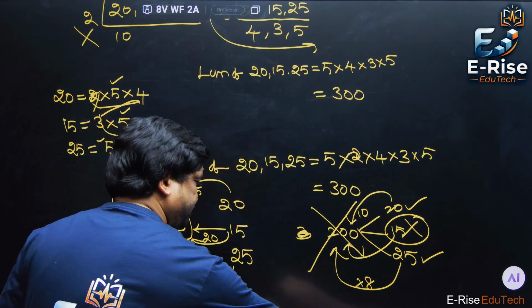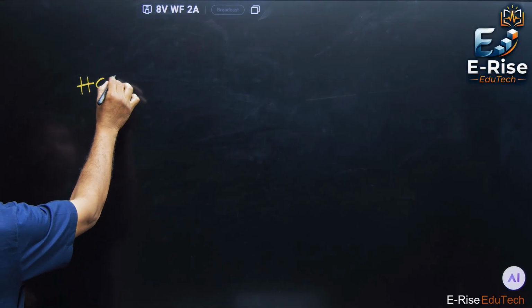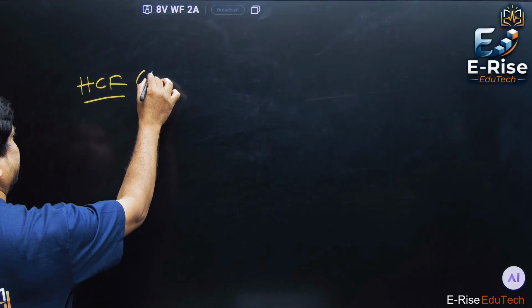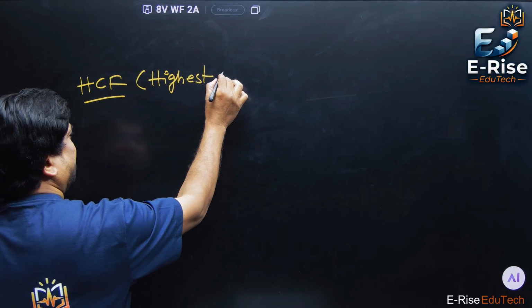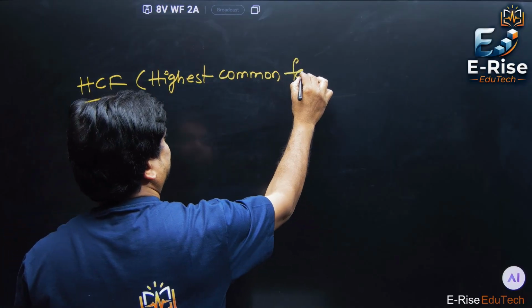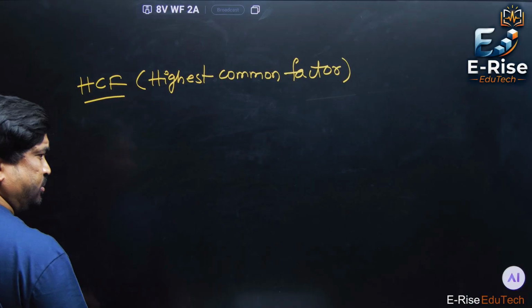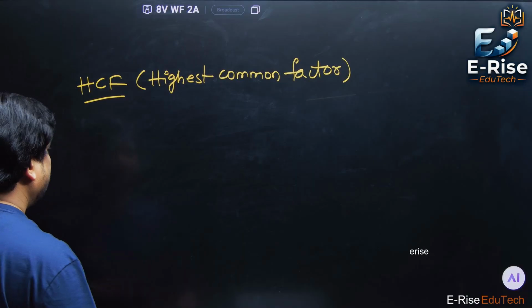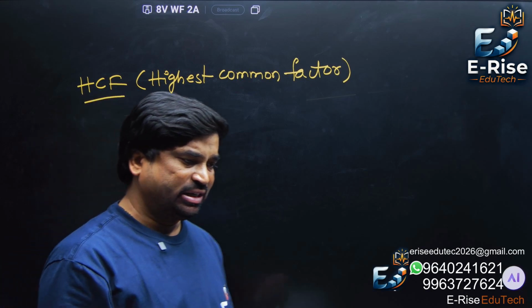Next one, HCF. HCF, highest common factor. Common factor. Highest common factor. So we'll choose two numbers. I'll explain.